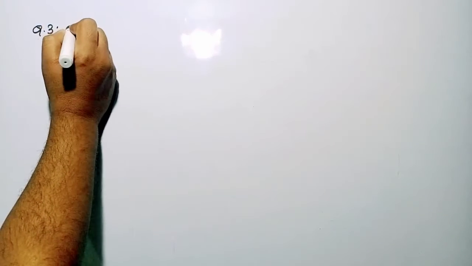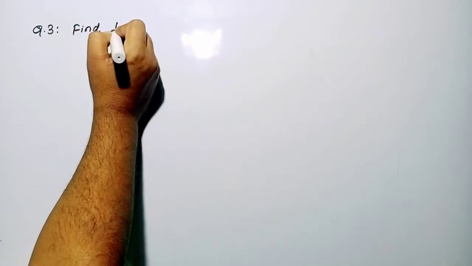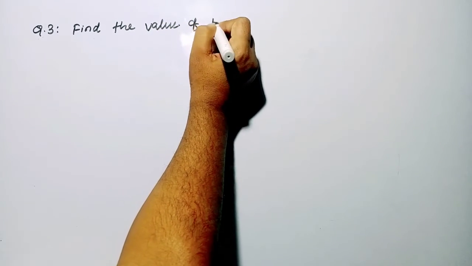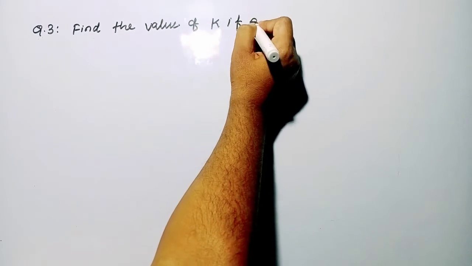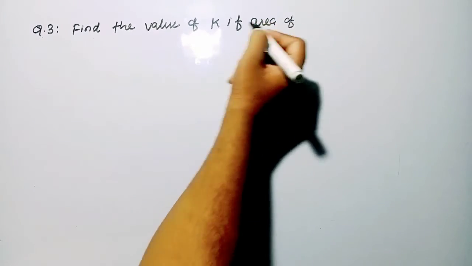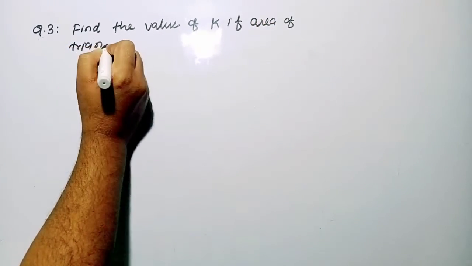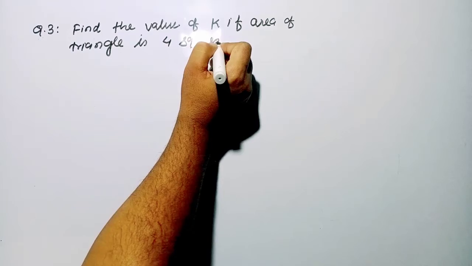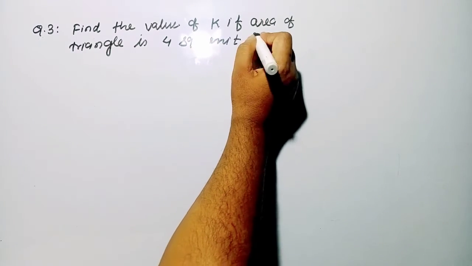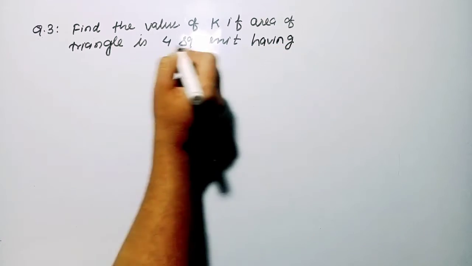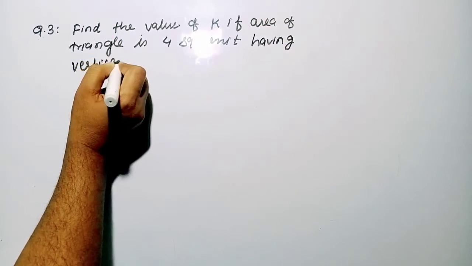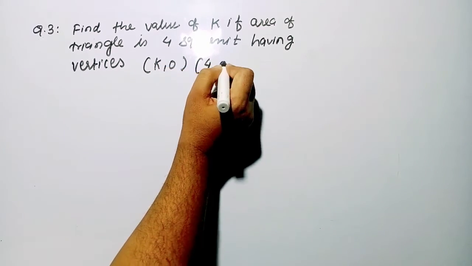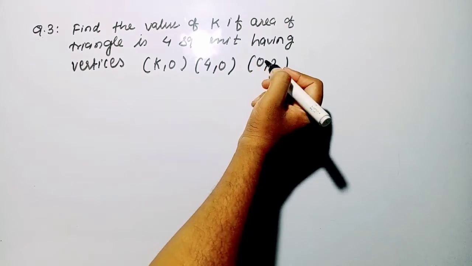Okay, now moving to the next question. The question is, find the value of k if the area of the triangle is 4 square units and the vertices of the triangle are (k, 0), (4, 0), (0, 2).